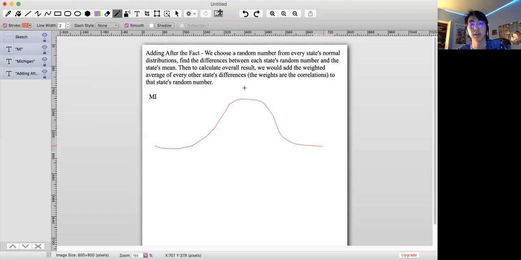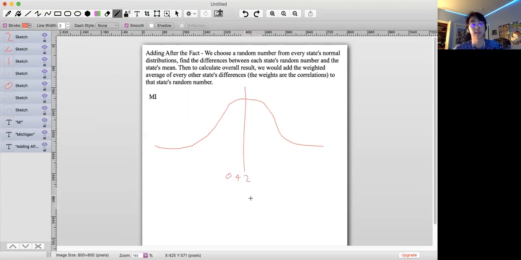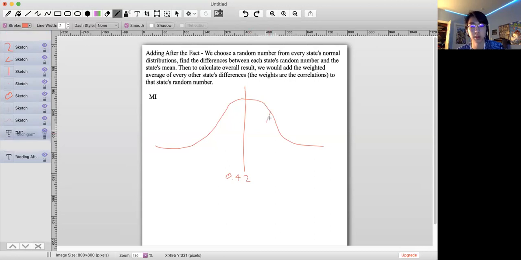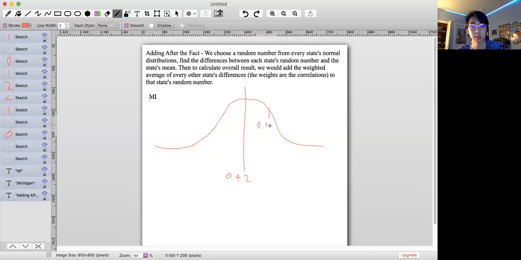And we can say it's centered at 0.42. That's the mean, which means on average, 42% of all of Michigan votes for Trump. And for this normal distribution, let's say it has a standard deviation of 0.04. So that means one standard deviation above would be 0.46, and one standard deviation below would be 0.38.